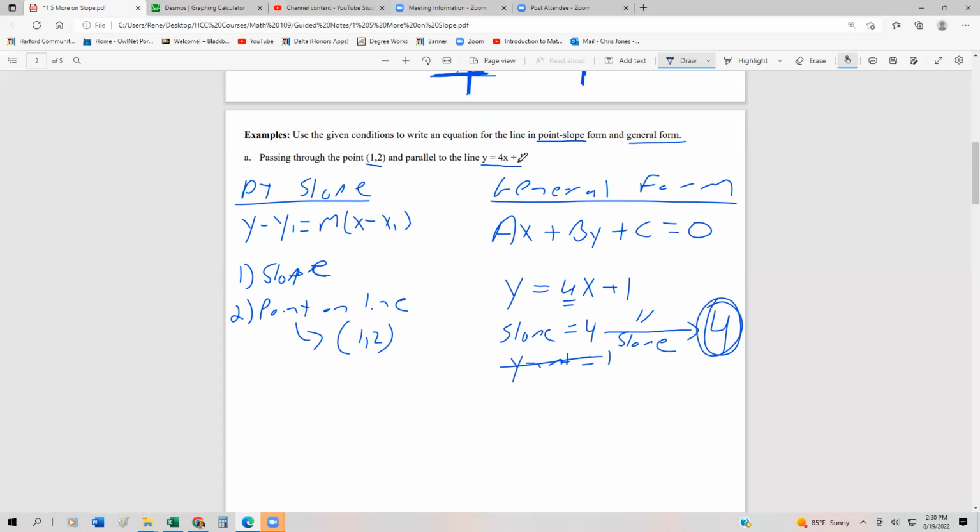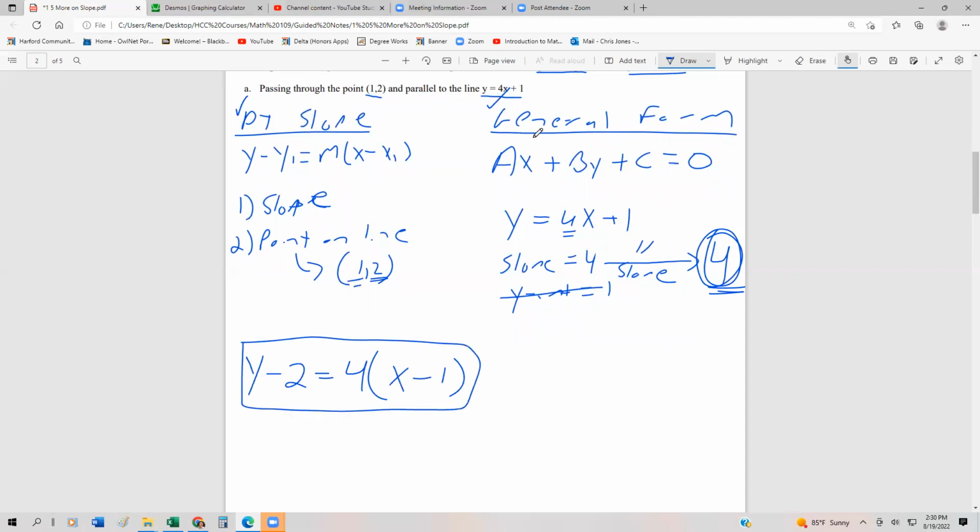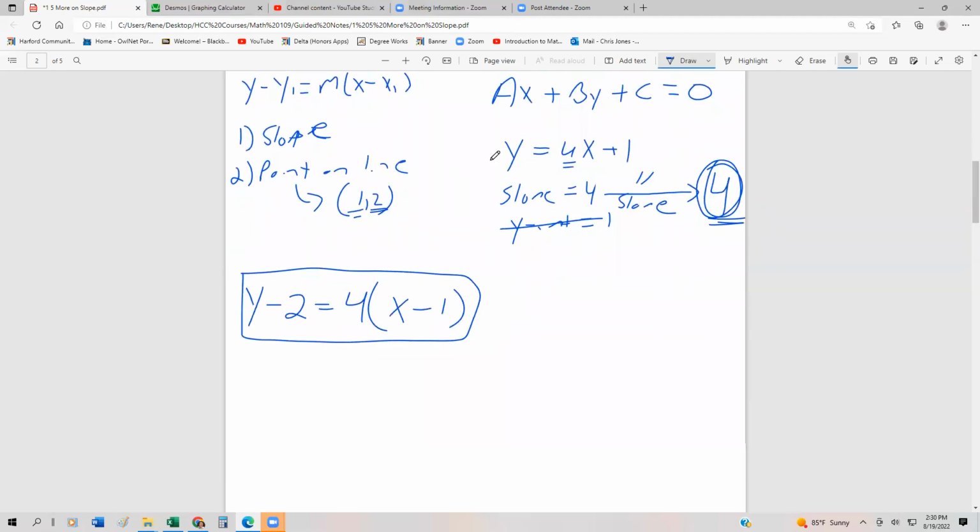So that's what we do. We take a look at the given line, find its slope, and then find a parallel slope to that. Now we can employ our two formulas, both the point slope and the general form. So we have y minus y1, which is 2, equal to 4, our parallel slope, times the quantity x minus x1, which is 1. Again, we got the 1 right from the point. So that's half of our answer right there, and this is our point slope formula.